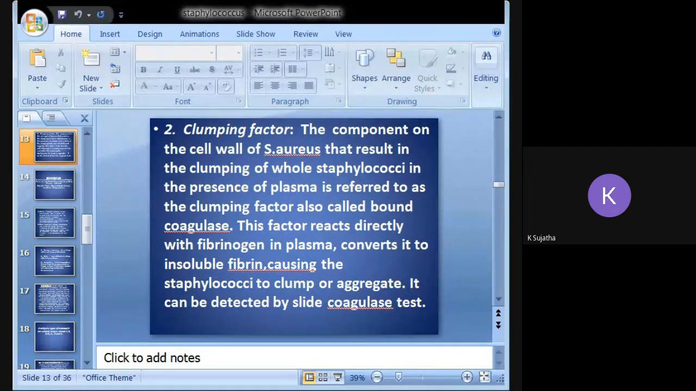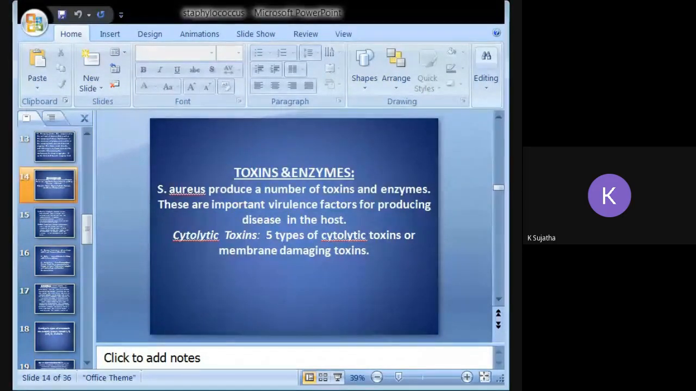This is like a coagulase enzyme. It is also present on the surface of the bacterial cell wall. The main function is that after entry into the human body, this bacteria reacts with the fibrinogen in plasma and converts it to fibrin. After that, blood clots form, clumping or aggregates or clots. So this is detected by the coagulation test.